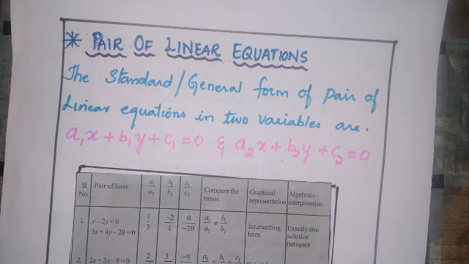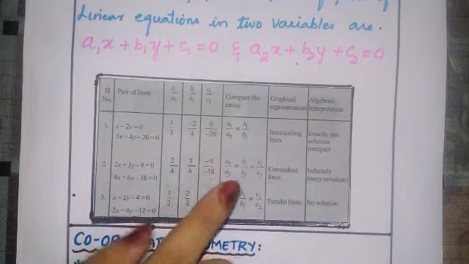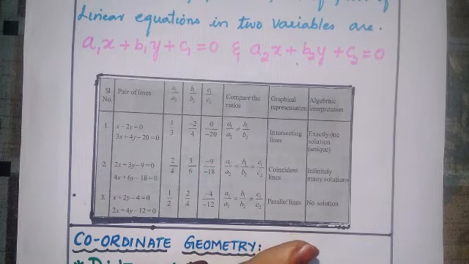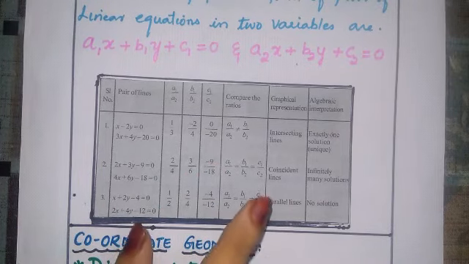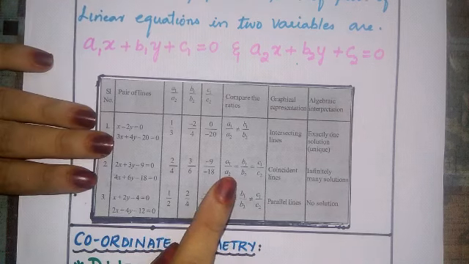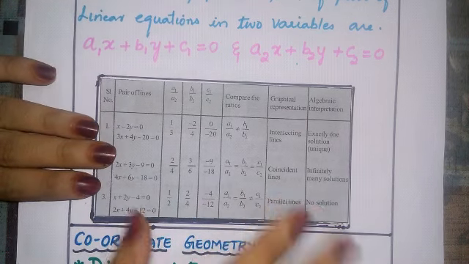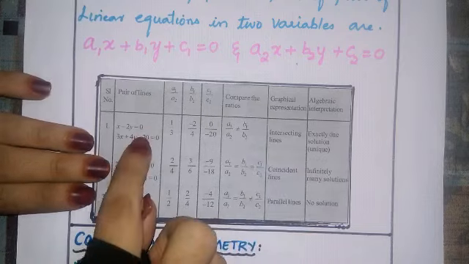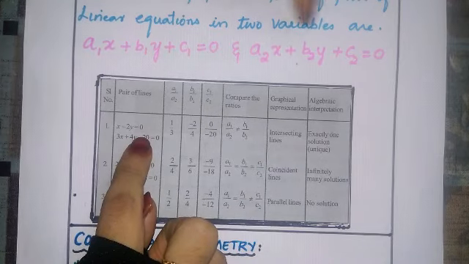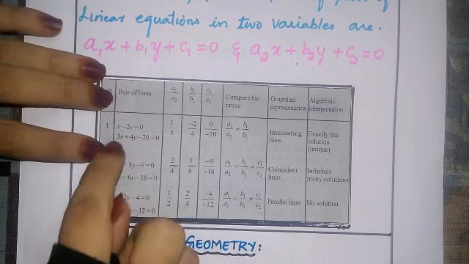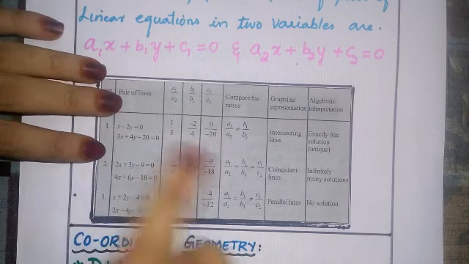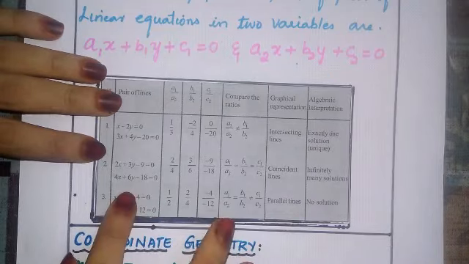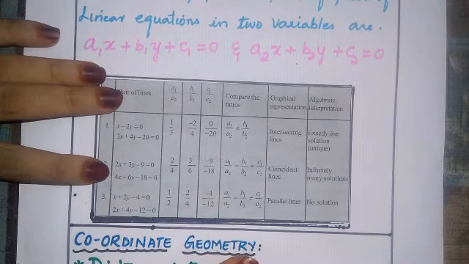The very important concept in pair of linear equations is this table. There are three types of pair of linear equations. Let us see. This table is very important. Here you can find three lines. These pairs of linear equations have different pairs of lines. This table is on page number 71, which is a very important table.